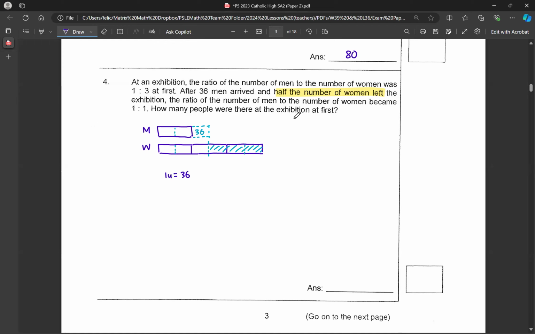Now, people at first. Where are the people at first? People at first will be those that you drew at the very beginning, the solid line model. So let's count the men at first. Men at first is 2 units here, right? Don't count 36. So 1, 2, 3, 4, 5, 6, 7, 8. I must count this 6, 7, 8 because this was also women at first. So at first there are a total of 8 units, which works out to be 288 people at first.